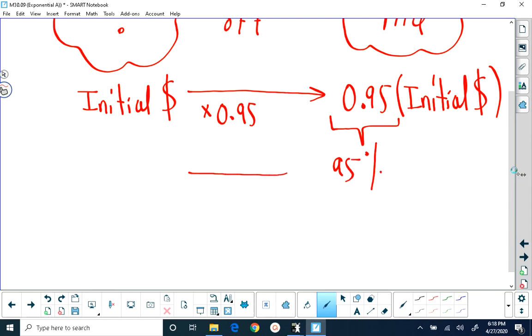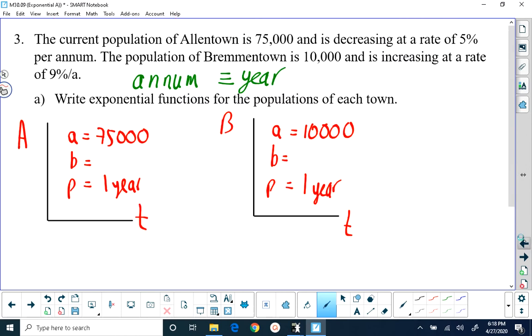We're losing 5%. We started off with 100%. If you have 100% and you lose 5%, then you have 95% left. What I'm getting at is the value of b for Allentown is 0.95. The value of b for Brementown is going to be 1.09 because you start off with 100% of the population and you gain 9%. And 100% plus 9% is 1.09.